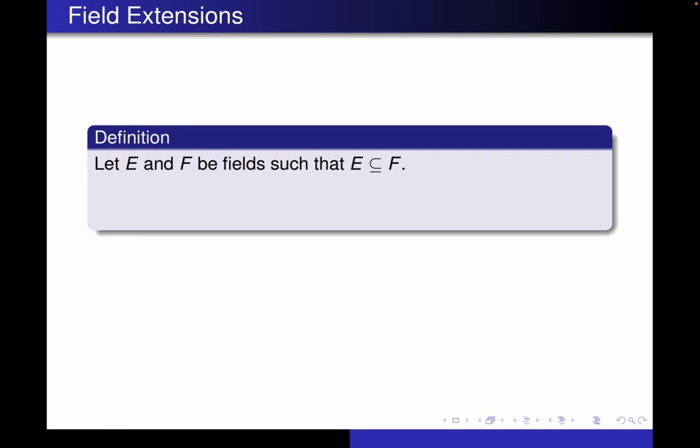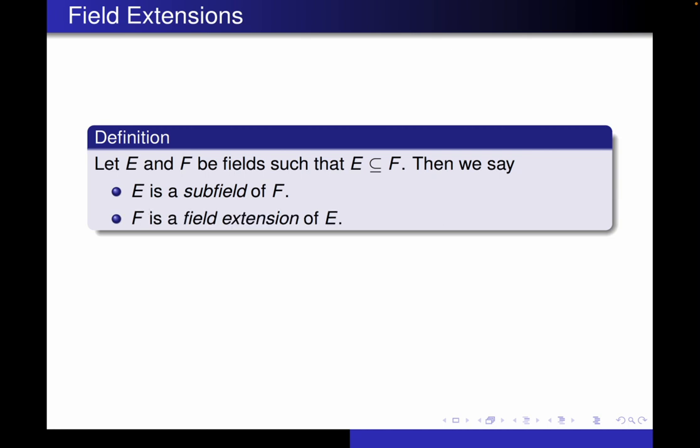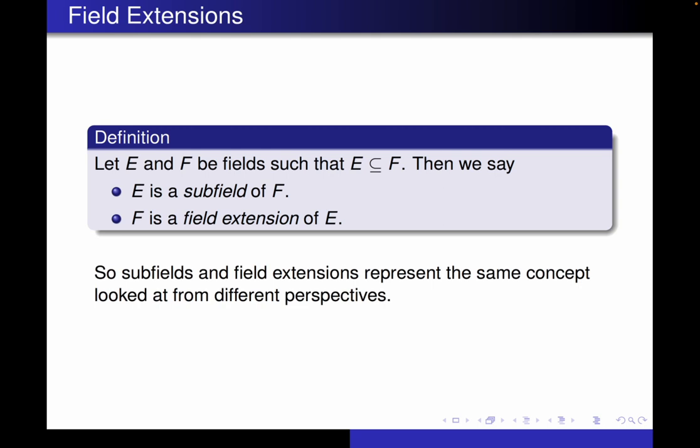Alright, so suppose you have fields E and F such that E is a subset of F. And we're going to make two definitions off of this relationship. First, we're going to say that E is a subfield of F, which hopefully seems pretty familiar terminology looking back at the work we did with subrings. And then we say that F is a field extension of E. So what's happening here is we're looking at the same relationship between E and F, we're just looking at it from different perspectives. If we're looking at it as one field being a subset of the other, the subset is called a subfield. If we're thinking of one field as containing another, we call that a field extension of the other field.